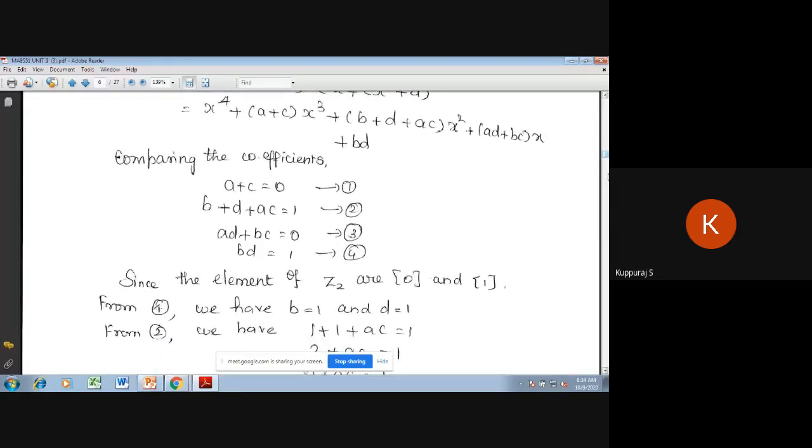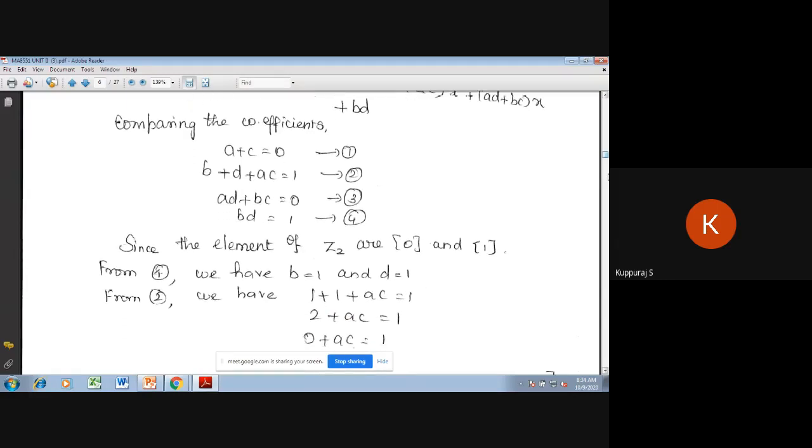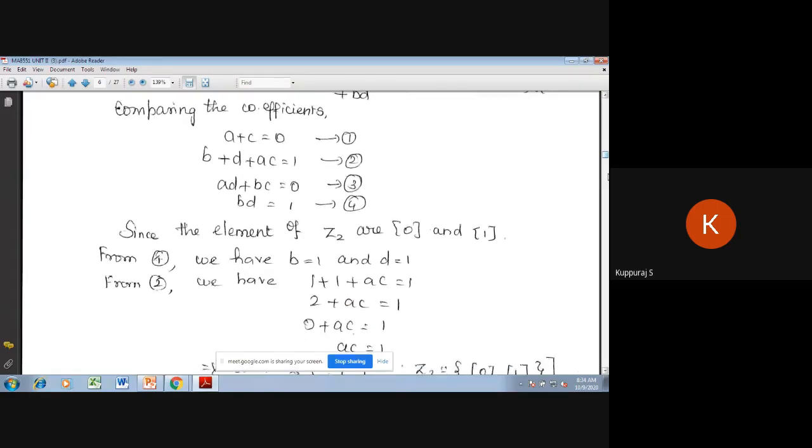We know the elements of Z2 are only 0 and 1. So from equation 4, the product of b and d is equal to 1, which means b is equal to 1 and d is equal to 1. After identifying the values of b and d, we put them in equation number 2, so you can get 1 plus 1 plus ac is equal to 1. Therefore, 2 plus ac is equal to 1.